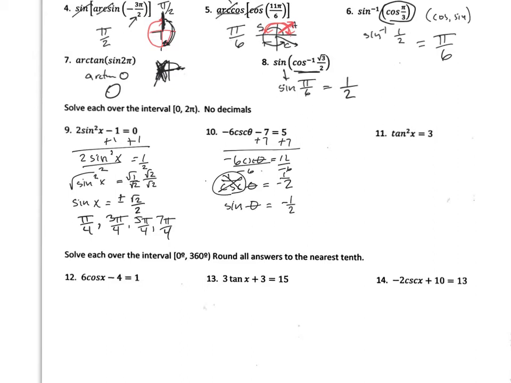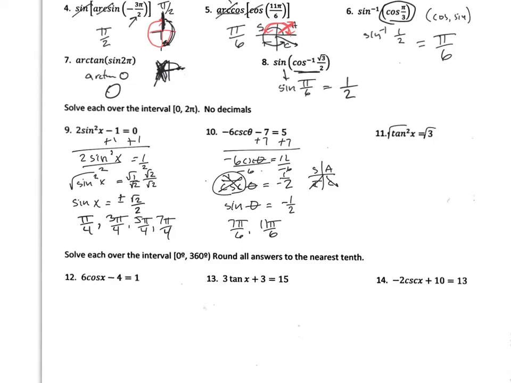So now the question is, what angles have a sine of negative 1/2? If you're trying not to spend a lot of time searching, remember this. Sine is negative in those two quadrants, and so this will be 7 pi over 6 and 11 pi over 6. Number 11, we don't have to do anything to.